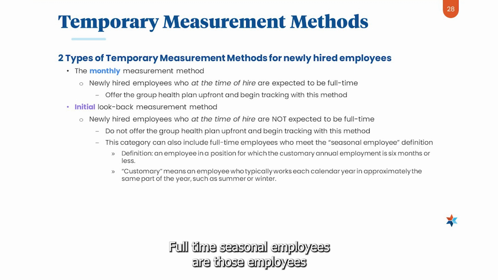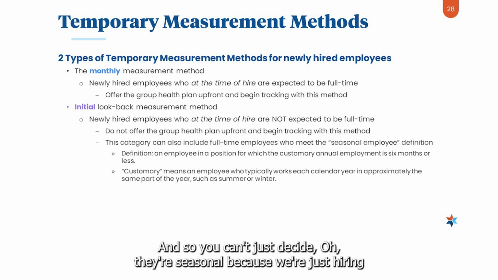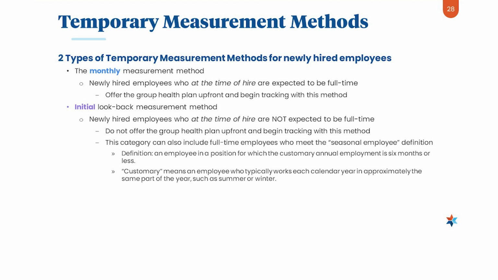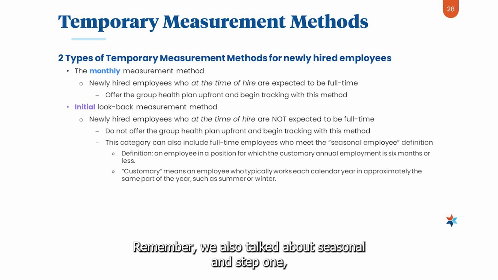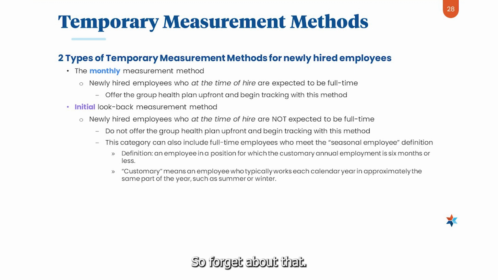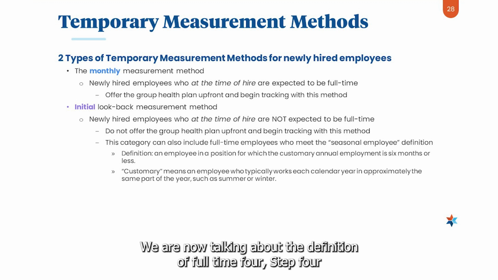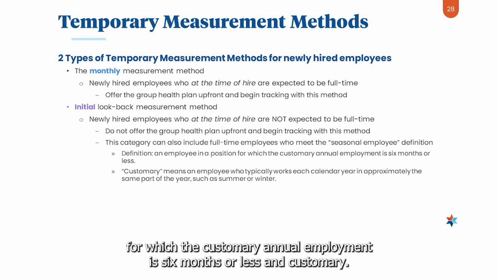Full-time seasonal employees are those employees who fit a specific definition. So you can't just decide, oh, they're seasonal because we're just hiring them for a minute. They have to be an employee in a position for which the customary annual employment is 6 months or less. That is seasonal. Remember, we also talked about seasonal in step one when you're calculating your size. That's a different definition, not to make things confusing, but it's a different definition. So forget about that. We are now talking about the definition of full-time for step 4. And step 4 says the employee is in a position for which the customary annual employment is 6 months or less.